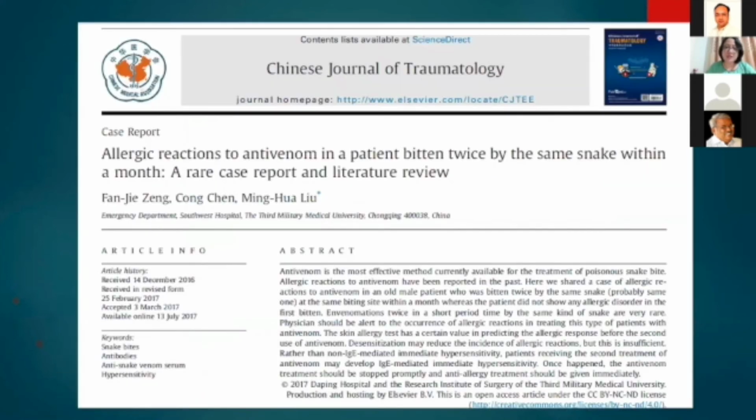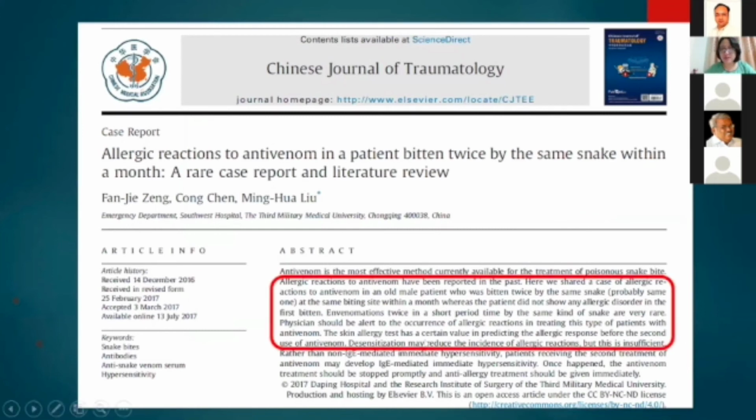So again, one more case of allergic reaction to antivenom in a patient who was bitten twice by the same snake within a month. This is a rare case report published in the Chinese Journal of Traumatology. Quite an interesting case.